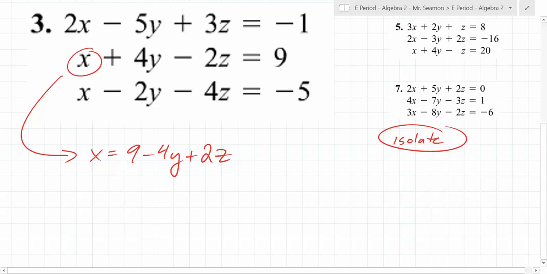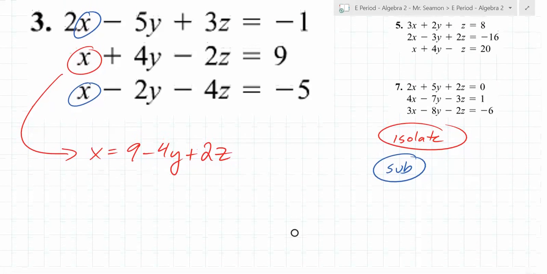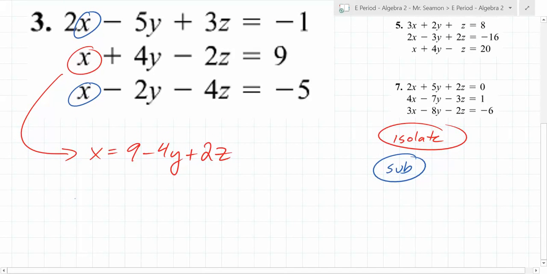Now, what's the next word that you need to remember? Substitute. So if we substitute, where are we subbing this in, Nick? Where do we substitute it in? In the x minus 2y, so the third equation and the first one. Yeah. So let's sub it into the first. You have to do both. Correct, because you're trying to turn this from a 3x3 into a 2x2.